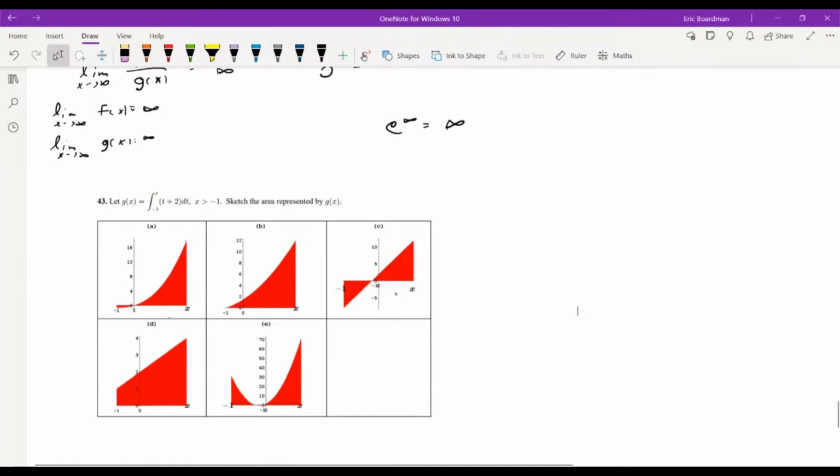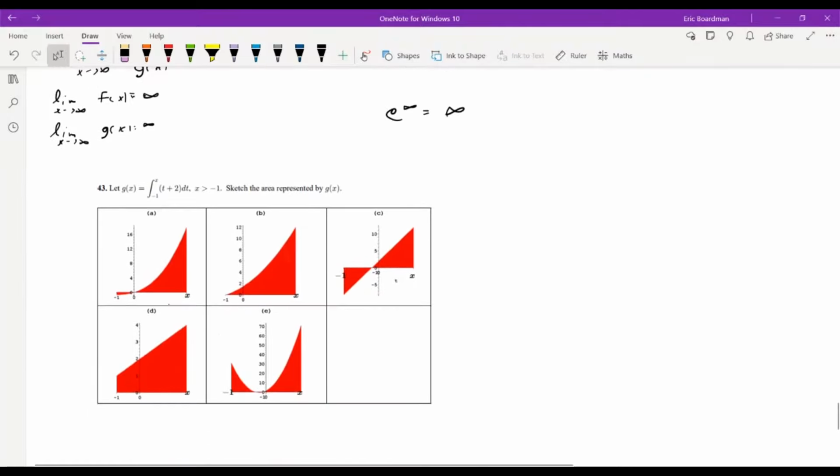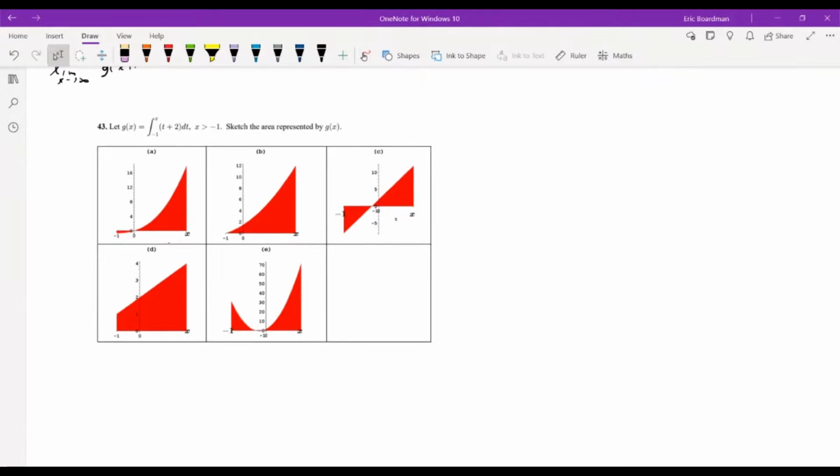So it says let g of x equal the integral from -1 to x of t plus 2 dt, where x is greater than -1. Catch the area represented by g of x. Okay, so the area represented by g of x. So we know that we have the graph of x plus 2, or t plus 2 in this case. We can call that t, and we can call that y. We know that it'll intersect the y-axis at 2. It goes like that. So we want to find that on the graph.